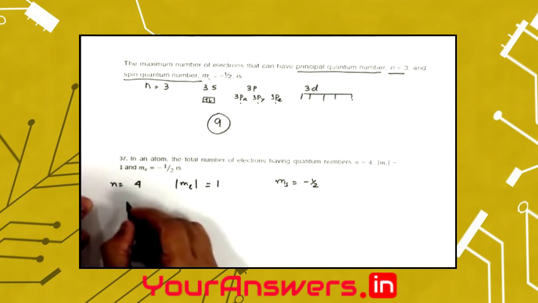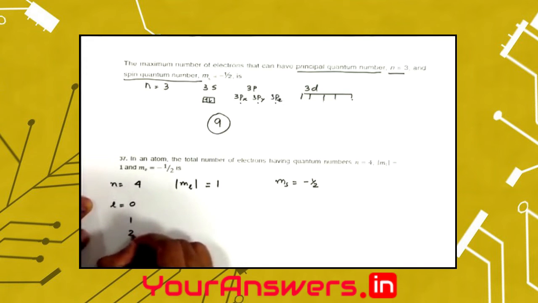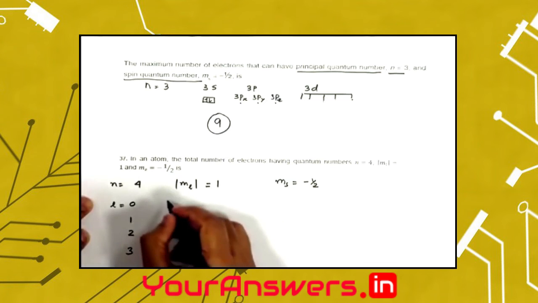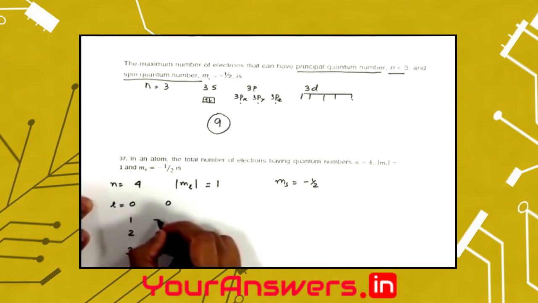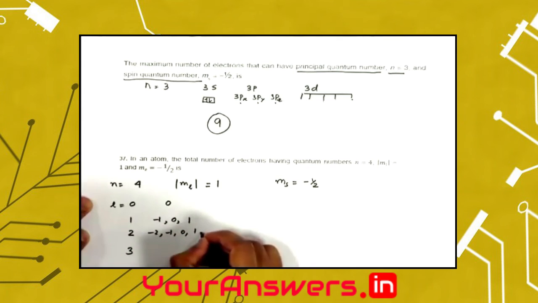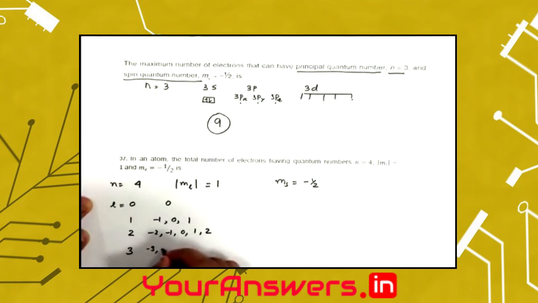When n is 4, I can have L as 0 or 1 or 2 or 3. When L is 0, the value of ml is only 0. When L is 1, values of ml are minus 1, 0, or plus 1, because I know that it goes from minus L to plus L. When L is 2, I can have m values minus 2, minus 1, 0, plus 1, plus 2, and similarly minus 3, minus 2, minus 1, 0, 1, 2, 3 when L is 3.